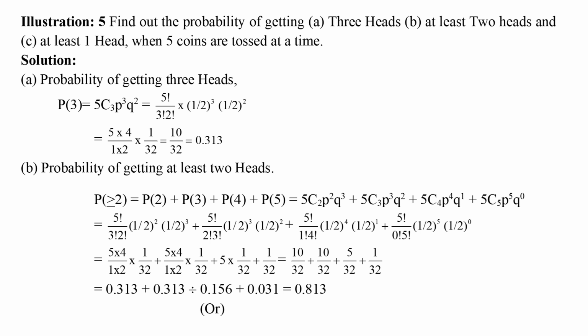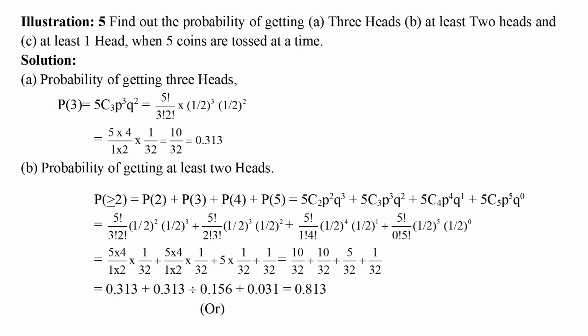If 5C2, it will follow with p raised 2 and q raised 3. If 5C3, it will follow with p raised 3 and q raised 2. P equal to or greater than 2 equals P2 plus P3 plus P4 plus P5, is calculated as 0.813.